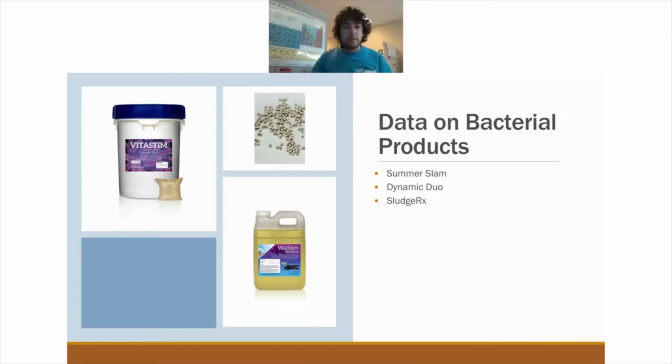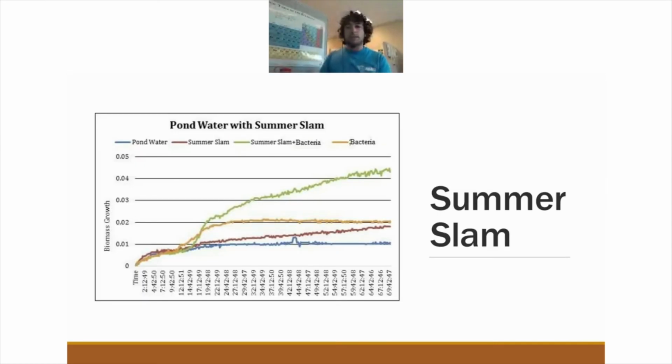All right, so continuing on, I want to go through some data on our bacterial products. And we're going to be talking about Vitastim nitrifiers, Sludge RX, and Dynamic Duo. We also have a case study on Bug on a Rope and Greasezilla coming up in a couple of slides as well. So SummerSlam, this is a really nice illustration for how a bacterial product interacts with nutrients that could be added within a nutrient product.